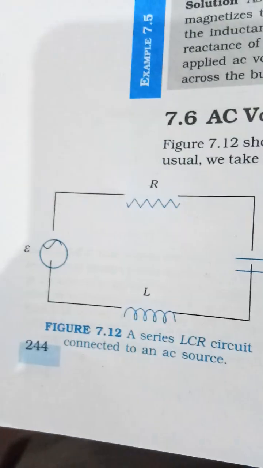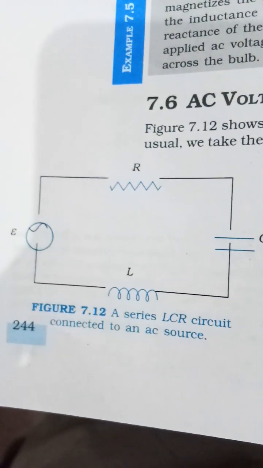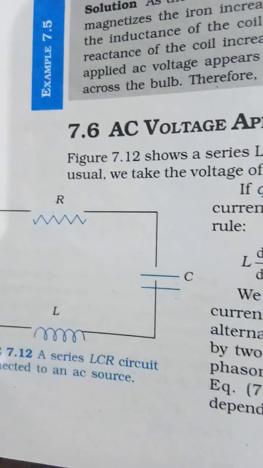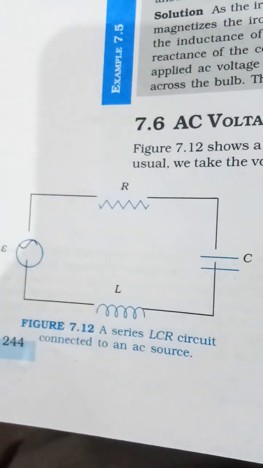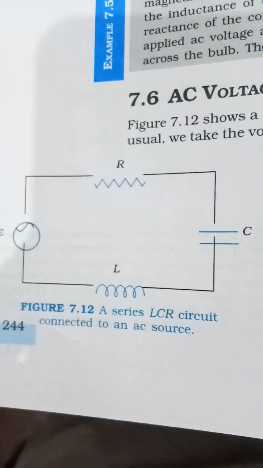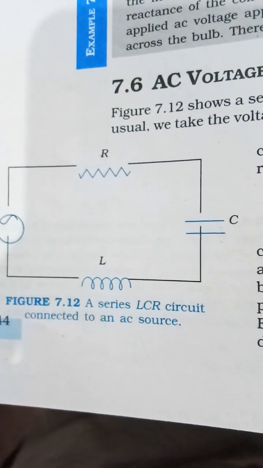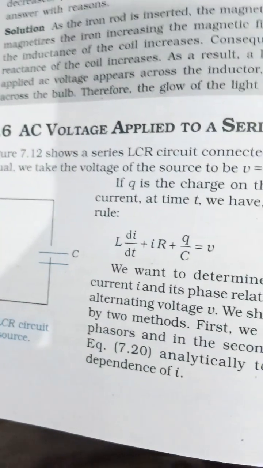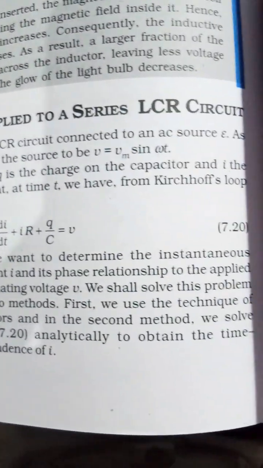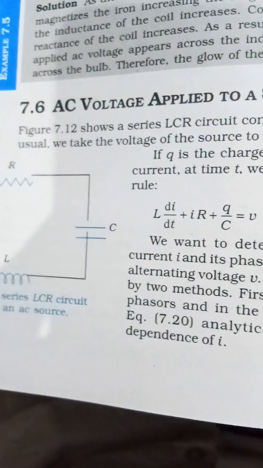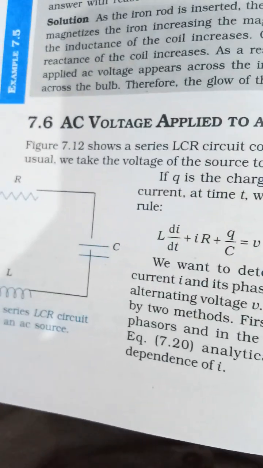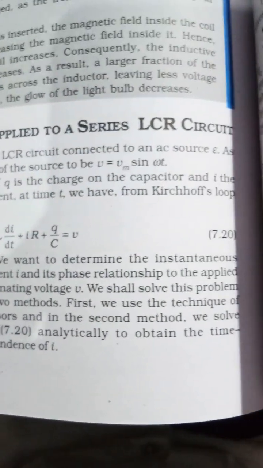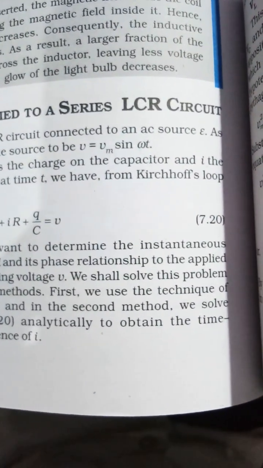Dear physics aspirants, right now I have the topic of alternating current in the physics book. Here you will see a series LCR circuit connected to an AC source. You will see AC voltage applied to a series LCR circuit. Figure 7.12 shows a series LCR circuit connected to an AC source E.